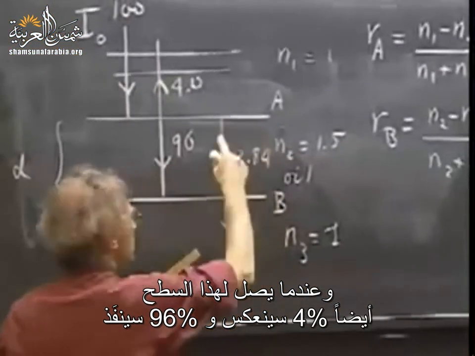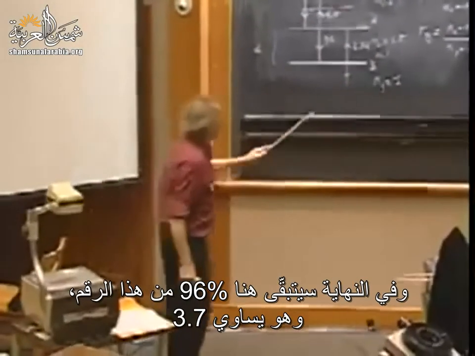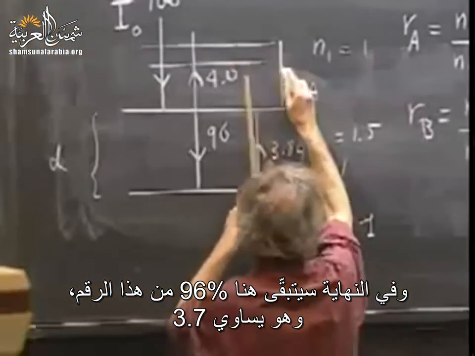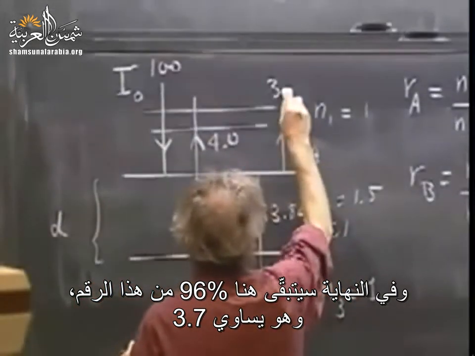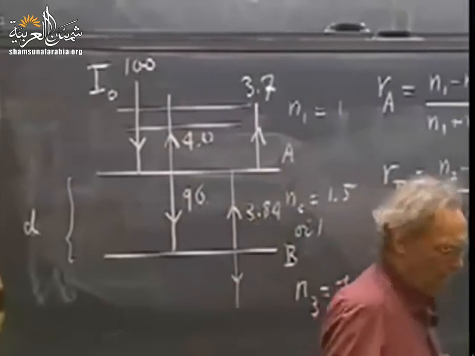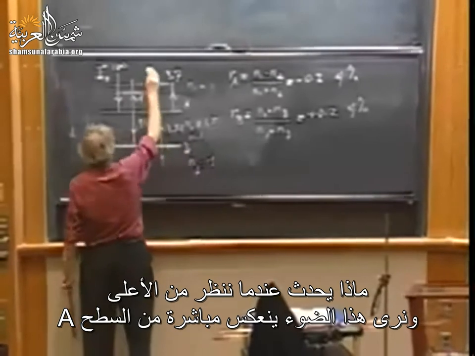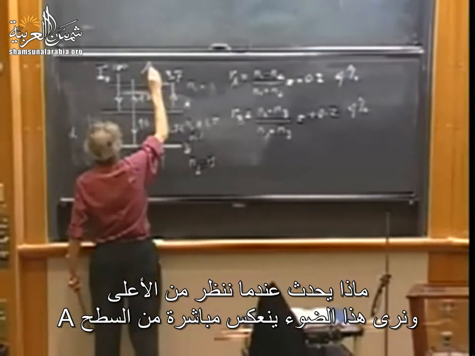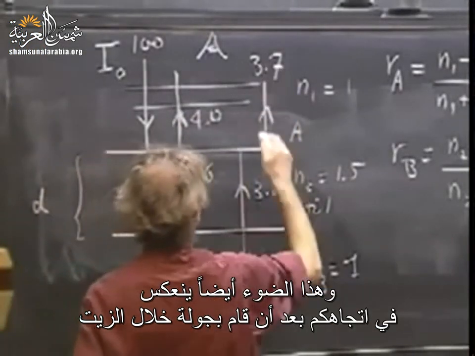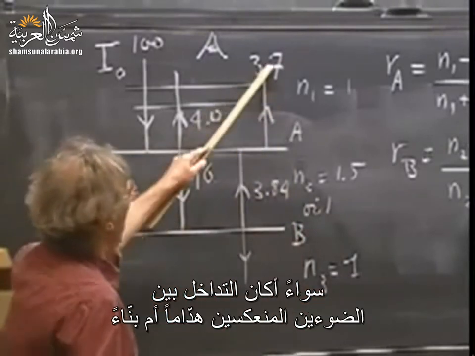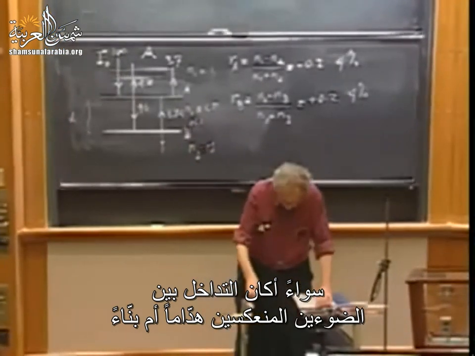When it reaches this surface here, again 4% will be reflected, and 96% will go through. So what comes out here then ultimately is 96% of this number, which is 3.7. I now want to ask the question, what happens when you are looking here from above and you see this light coming back straight from A and this light coming back at you, which made this journey through the oil, whether or not the combination of those two can constructively interfere and whether they can destructively interfere.